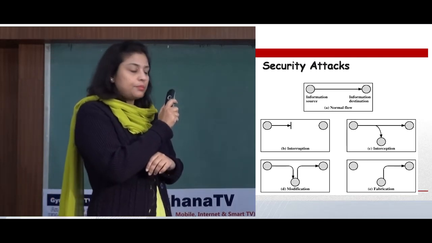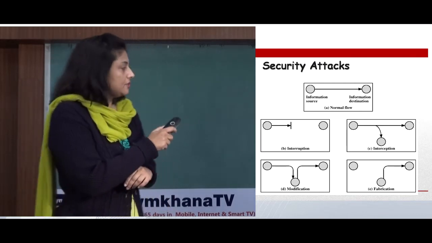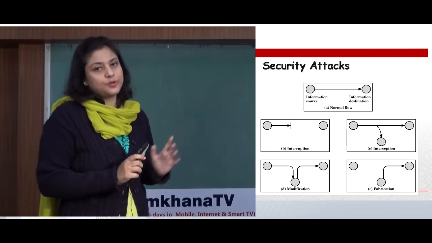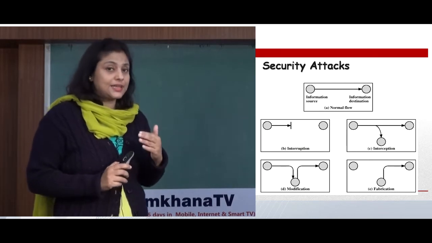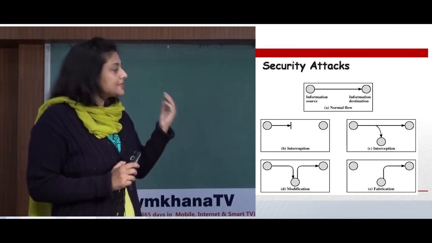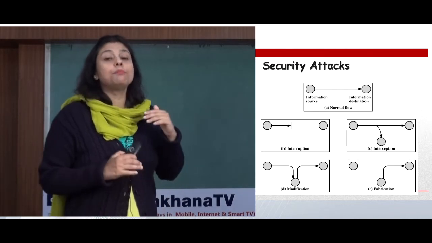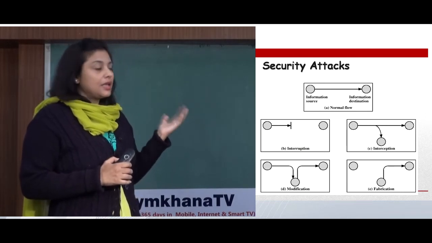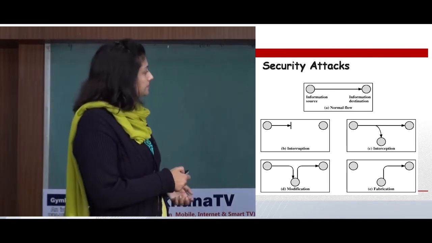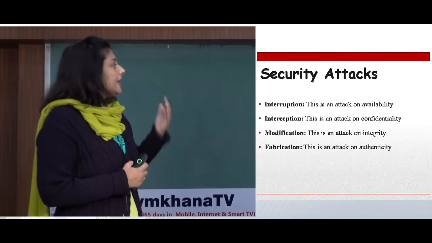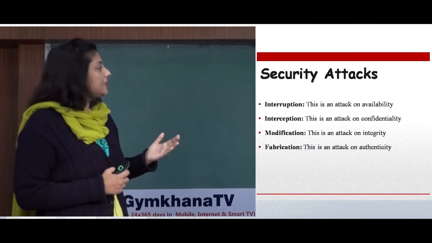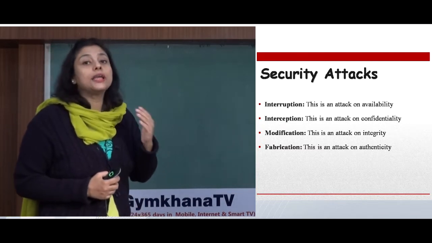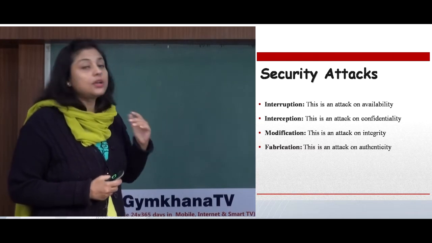And the fifth one is called fabrication. What is fabrication? Here we can see that the source is not at all transmitting any data to the destination. Instead, the attacker is sending some data to the destination and behaving as if it is the source. So this is the attack called fabrication. So we have seen interruption is an attack on availability, interception is an attack on confidentiality, modification is an attack on integrity, and fabrication is an attack on authenticity.